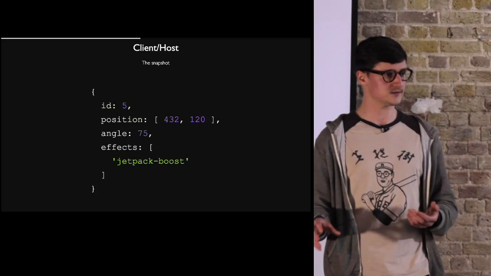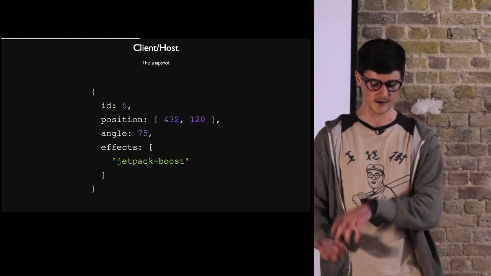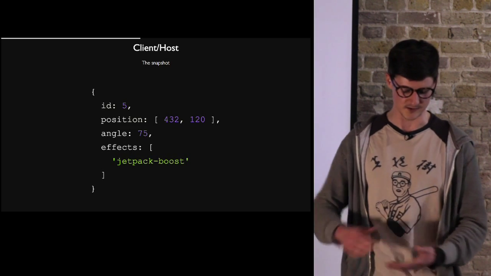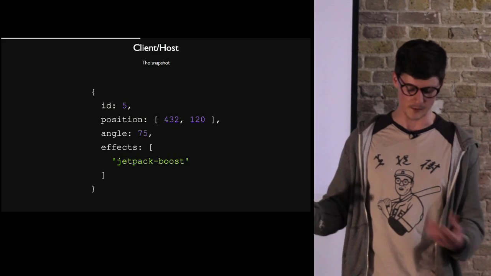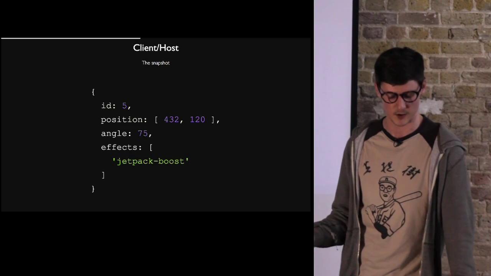But each object in the physics simulation, and each object in the rendering, has an ID. And so we want to make sure that we're tied to that when we send a snapshot out about the world. So our snapshot looks like this. We've got an ID. We've got the position of that body in the world.